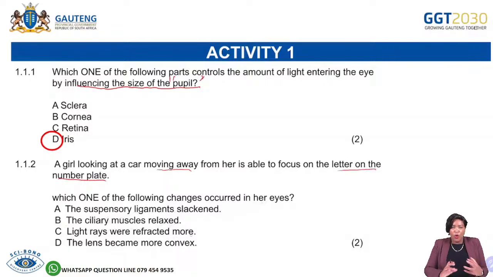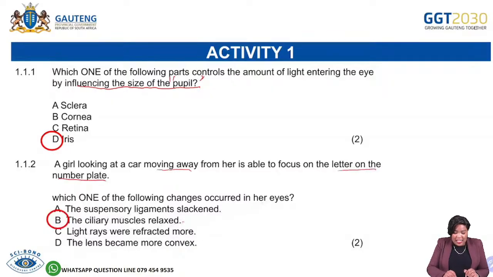Remember, for you to be able to answer this question, you must know which parts play a role in pupillary mechanism and which parts play a role in accommodation. So for this one, it's an accommodation question. Because the car is moving away, this lady is looking at the car from a far distance. And far distance means what? You need your lens to become more convex. So the ciliary muscles are the ones that are going to relax.